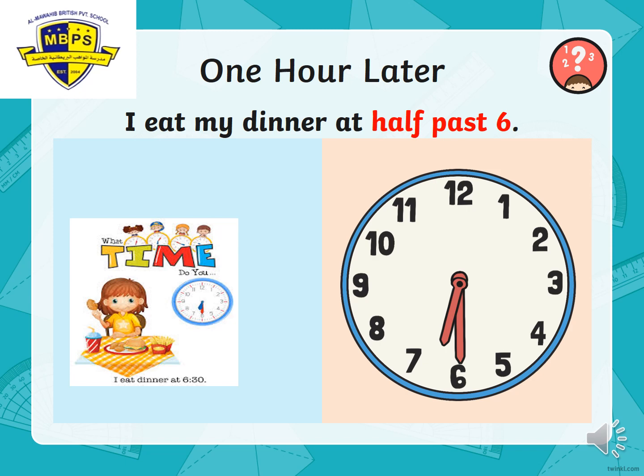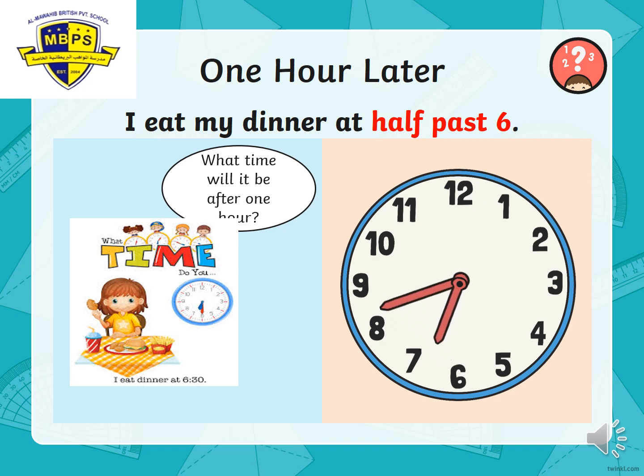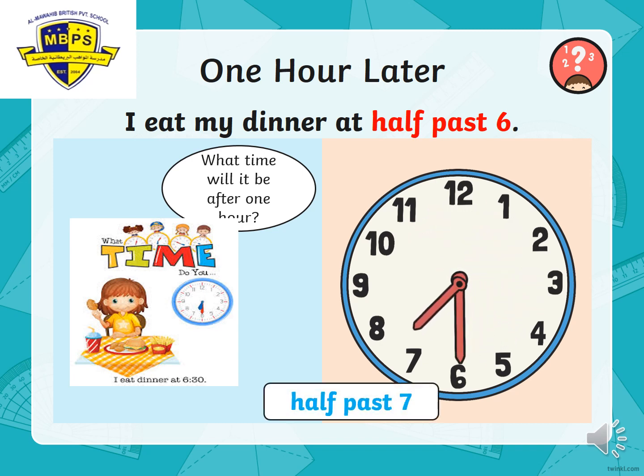Now she's asking what time it will be after 1 hour. We said after 1 hour means that the minute hand should go around the face of the clock, but it must be a full round. So here if it's 6:30, let's see how the minute hand will move. It starts moving around the face of the clock, and at this time the minute hand will stop again on number 6. So the time now is 7:30. So 1 hour after 6:30 is 7:30.